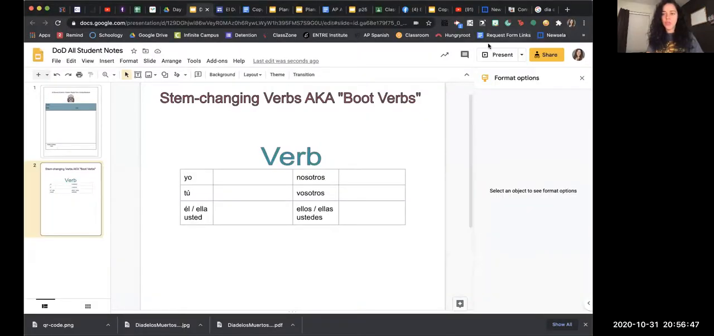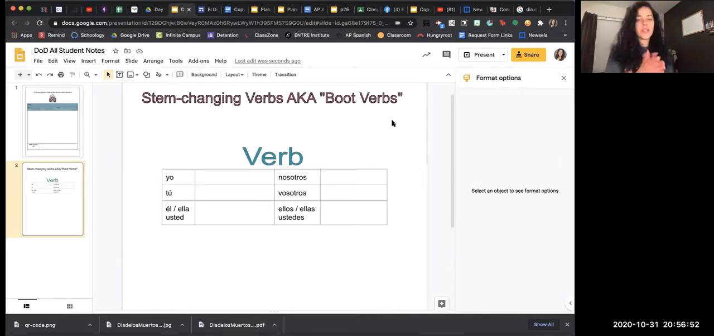I'm going to share my screen and I'm going to explain some things to you. So let me go ahead and click that. Okay, so you should be seeing my screen at this point. And so, okay, stem changing verbs. Stem changing verbs are verbs that change in the stem.